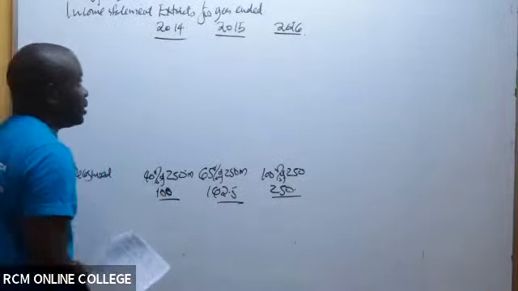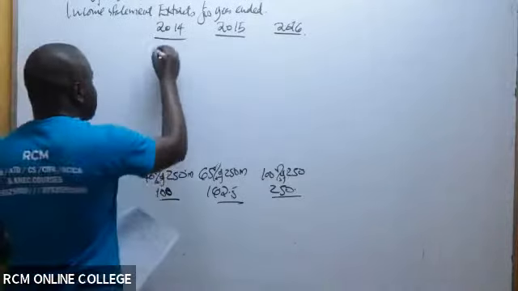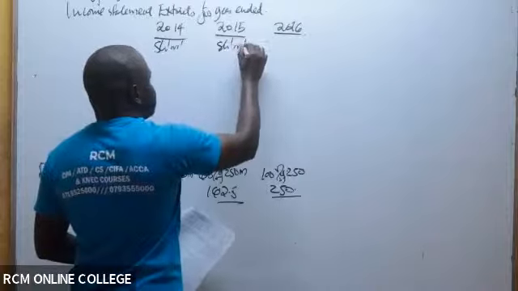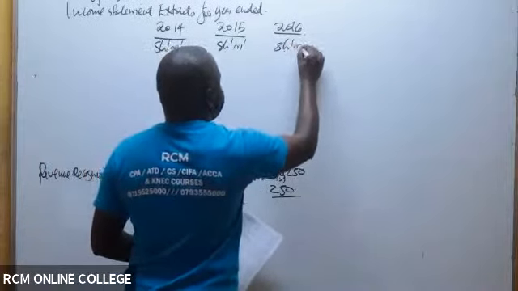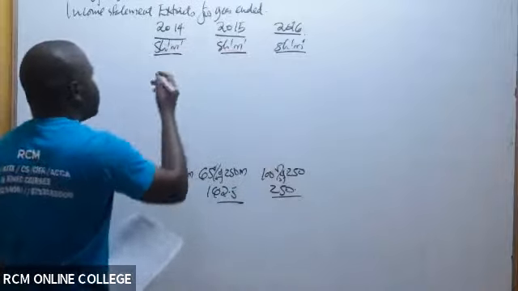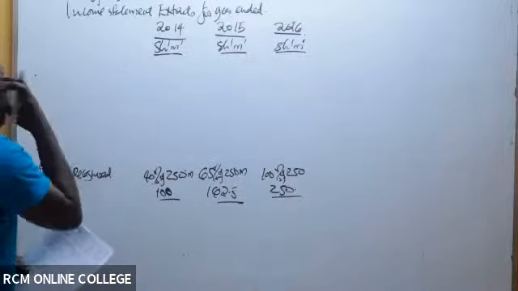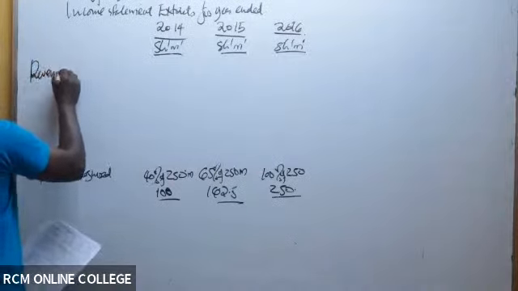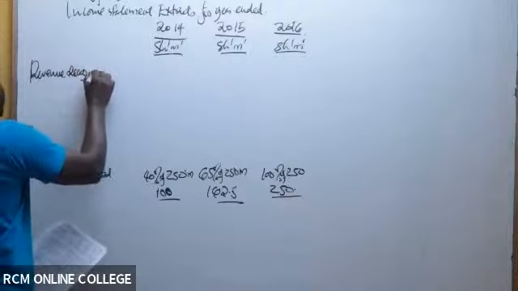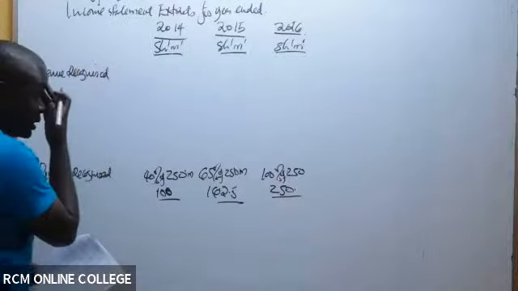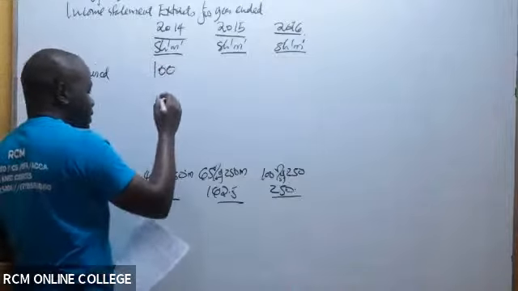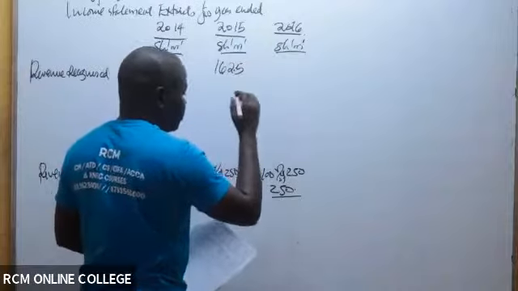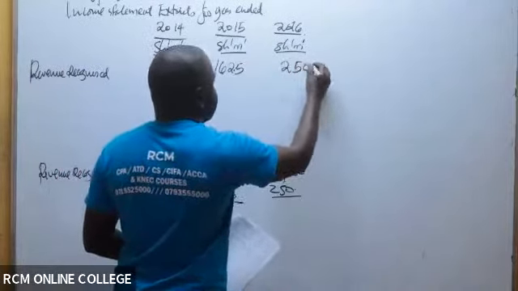Remember, we are dealing with shillings in millions, so they are not cows. These are not cows to be vaccinated, but they're actually shillings in millions. So we'll start with this particular figure here: revenue recognized, which you've already computed. So you just take 100 million, 162.5 million and 250 million.